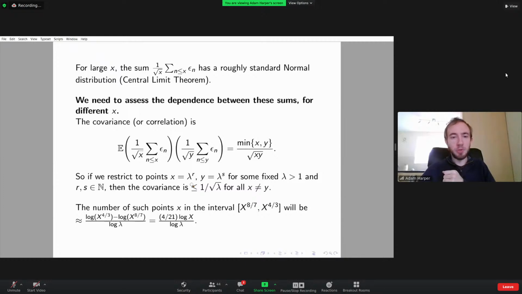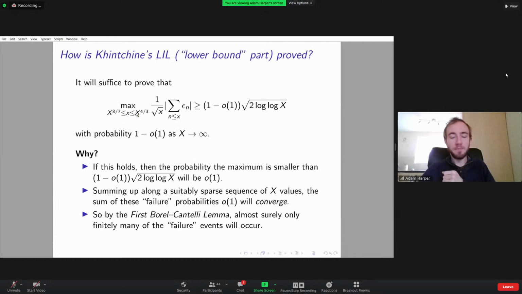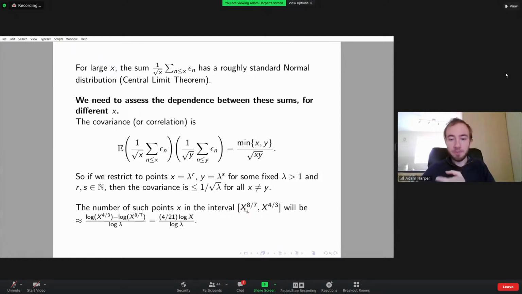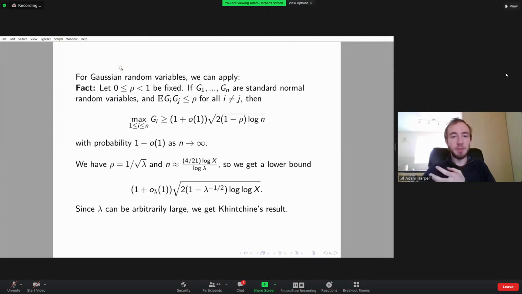Now we're interested in the maximum here over this interval. So how many of these kinds of points can we actually fit into this interval? Well, it's log of this endpoint divided by log lambda minus log of this other endpoint divided by log lambda, essentially. And that's some constant times log x over log lambda. So if you look at just values of x of this form, we can have about this many of them in this interval, and we have this understanding of their covariance structure. And then, as I said, for Gaussian random variables, if we know their covariances, we know an awful lot about how they behave.